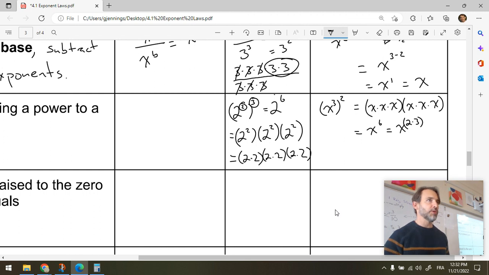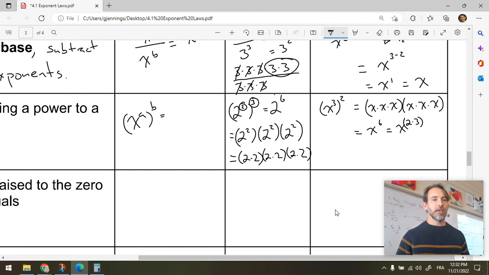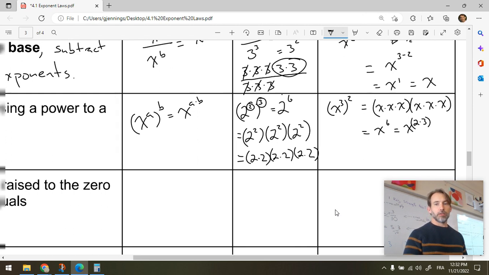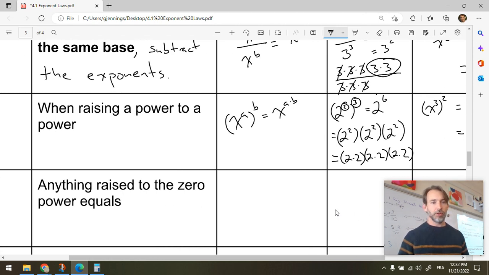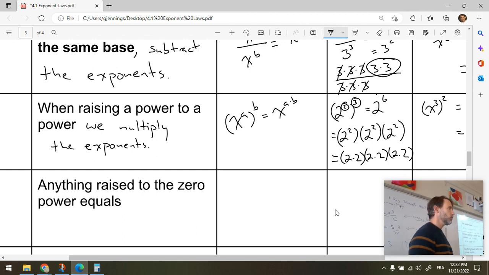That little dot in between means multiplication. So here, an algebraic way of writing that down would be x to the a raised to the power b is equal to x to the a multiplied by b, x to the ab. So when raising a power to a power, we multiply exponents. We multiply the exponents. Cool.